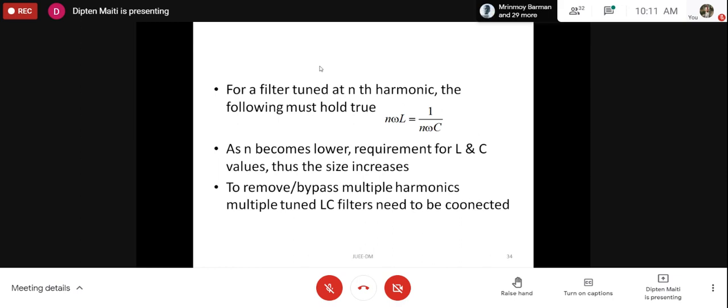That also means you can visualize that as long as you try to bypass lower harmonics, the size of this LC filter becomes higher and higher. So if you try to somehow remove the lower harmonics, you should not use an LC filter. You should try to find some other means, because that would make your LC filter size very high.